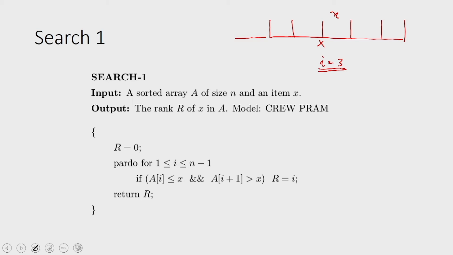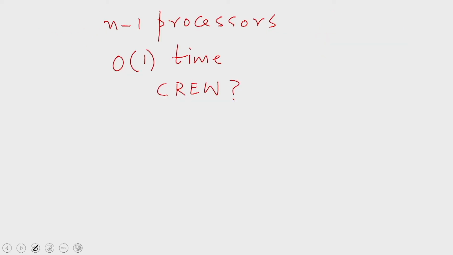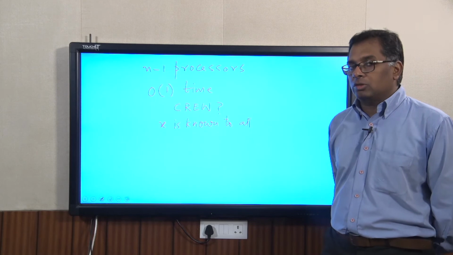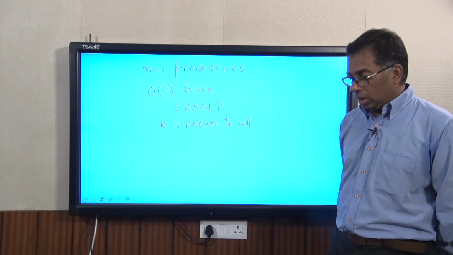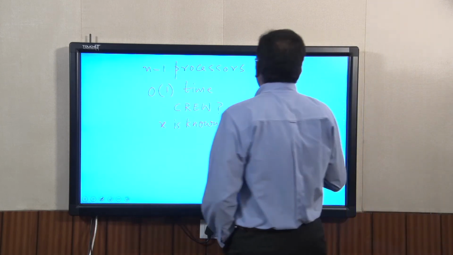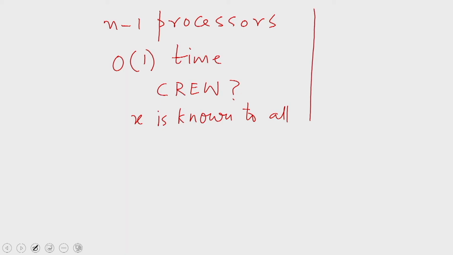But the CREW model is necessary because x is not known to all initially. So, if all the processors have to read x simultaneously, we will require concurrent read. But if x is known only to one processor and this has to be broadcast to the other processors, then that would require order of log n time on the EREW PRAM. Therefore, if this has to be executed on the EREW PRAM, it would take order of log n time.